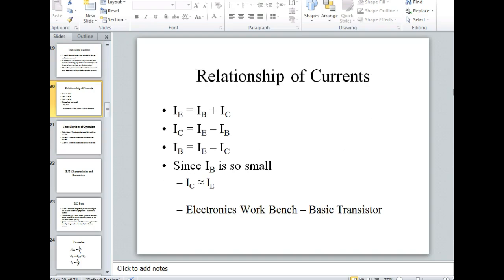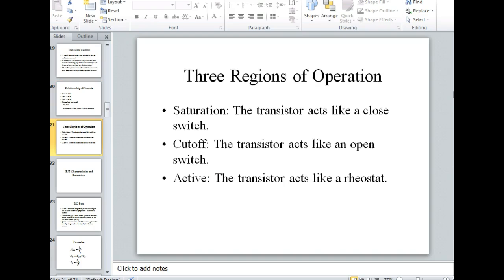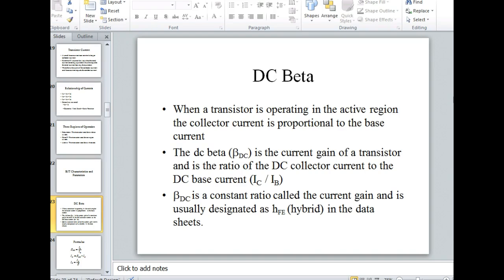Beta, and there's your formulas right there for calculating the different currents. This will become important later on. Here's our three regions. And then we started talking about what is called the beta. But on data sheets, they call it HFE, which stands for hybrid parameters. We'll understand those better when we get into the different ways we can connect the transistor. We can connect that transistor three different ways: common emitter, common collector, or common base. That's what these HFE stands for. HFE is if it is connected with the emitter common.